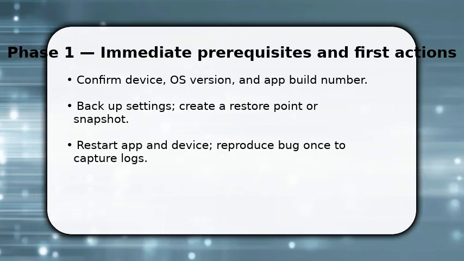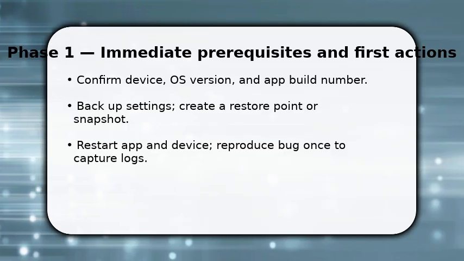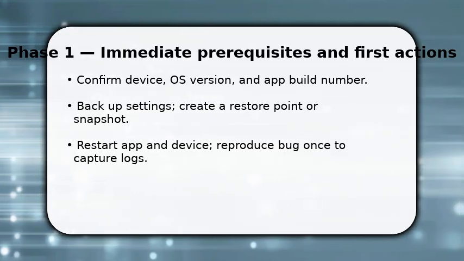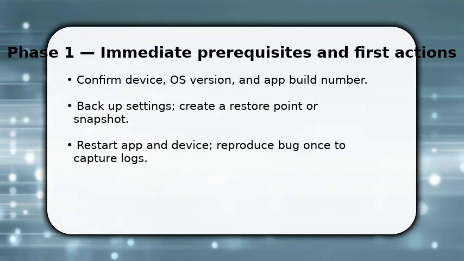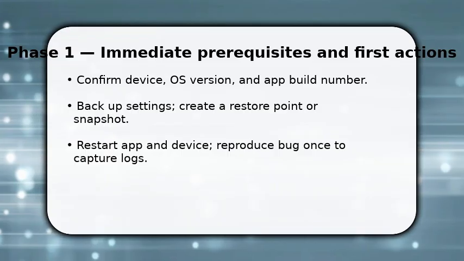Next, restart the app and the device to clear transient states, then reproduce the volume bug one time so you can capture logs and screenshots. Make sure to note the precise steps, timestamps, and any peripherals connected.